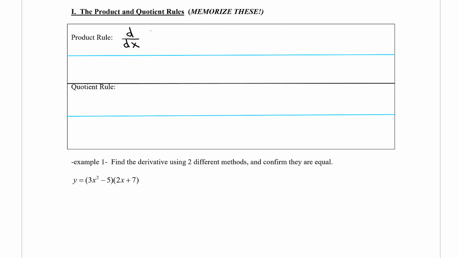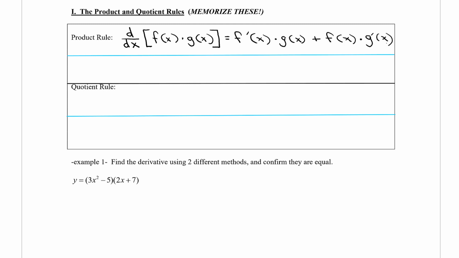The product rule. The derivative with respect to x of f of x times g of x is equal to f prime of x times g of x plus f of x times g prime of x. Another way that we can consider this rule, just a different alternate form, would be the derivative with respect to x of u times v is equal to u dv plus v du.